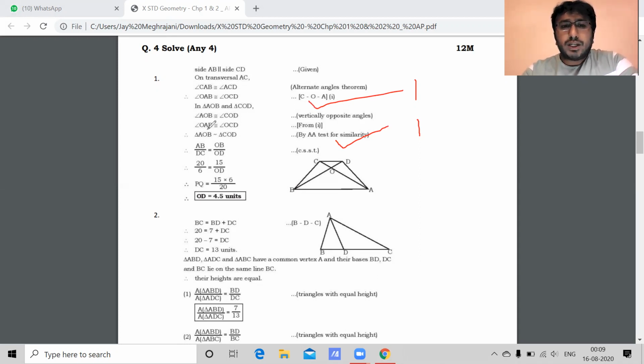Okay. So students, if triangles are similar, corresponding sides are in proportion. We write down CSST, that is corresponding sides of similar triangles. We substitute the value and we get OD as 4.5 units. If you have done this correctly, you'll be getting 1 mark. So total this sum was for 3 marks. Okay. We proceed further.